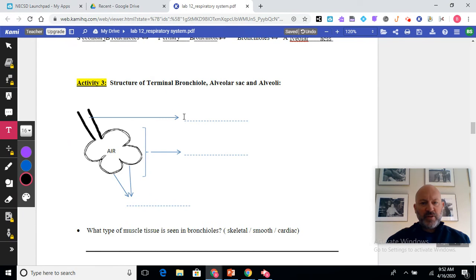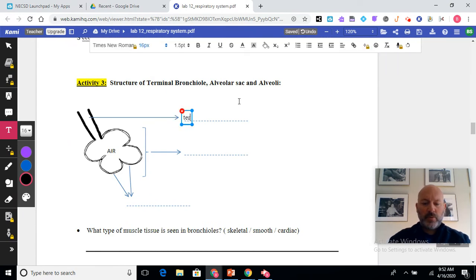So this would be the terminal bronchiole, bringing air all the way down. This whole collection of alveoli, we call that the alveolar sac. And the alveolar sac consists of individual air sacs called the alveoli.